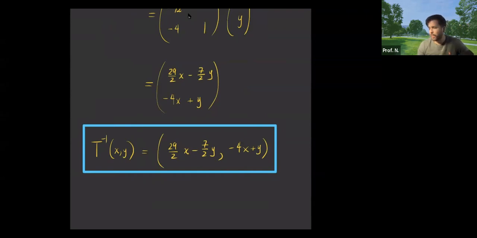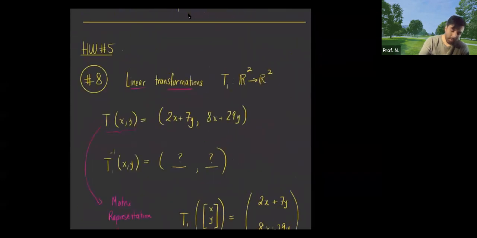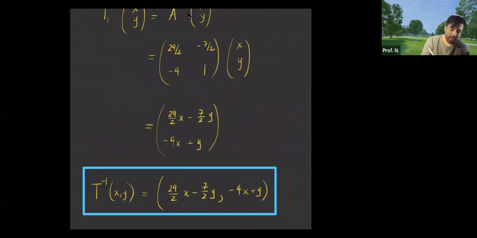Is that clear? Does everyone understand how to find that linear transformation, the inverse? So once we have this, this is part A. All of this is only part A. We're going to skip part B briefly because part C follows from part A.